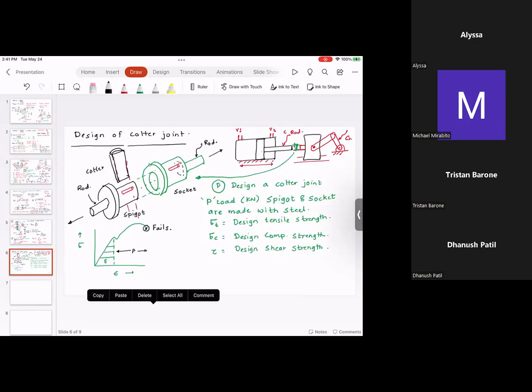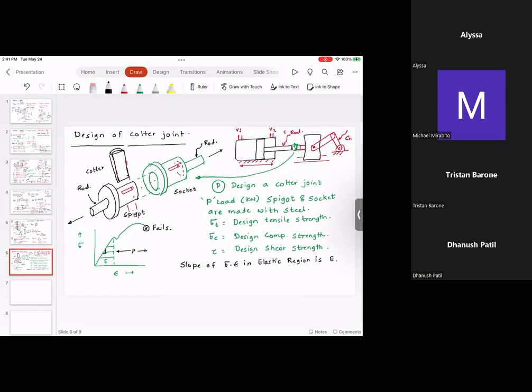Now, the slope of this line in the elastic region is called the Young's modulus. So this is E. The slope of stress strain in the elastic region is E, or Young's modulus.